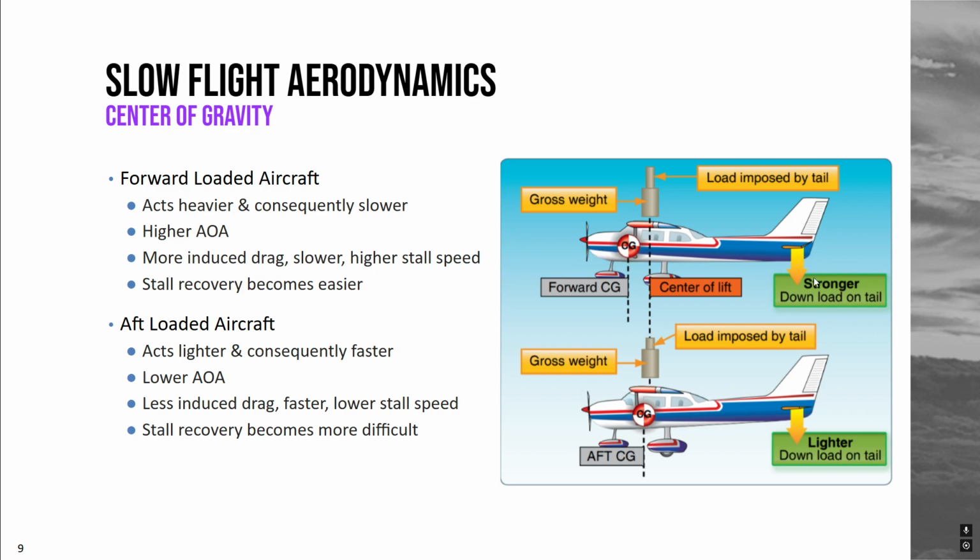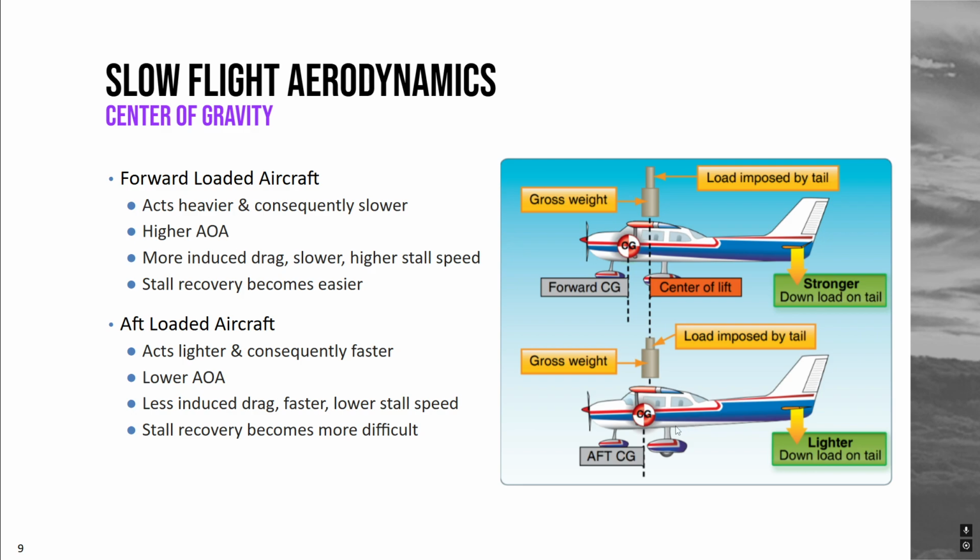There's a stronger tail down force, meaning we have to create more lift. We do that by flying at a higher angle of attack. By flying at a higher angle of attack, we have more induced drag, and we have a higher stall speed because we're flying at that higher angle of attack. We're that much closer to that critical angle of attack. And stall recovery becomes easier because we've got more weight further forward to give that aircraft the tendency to nose down in the case of a stall.